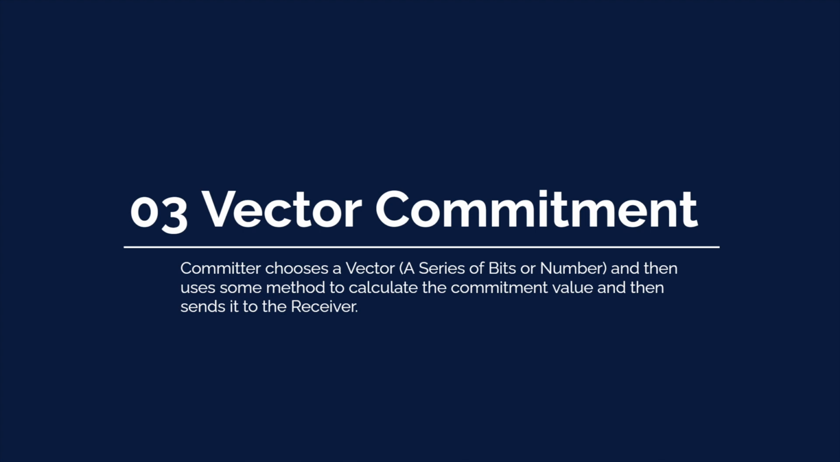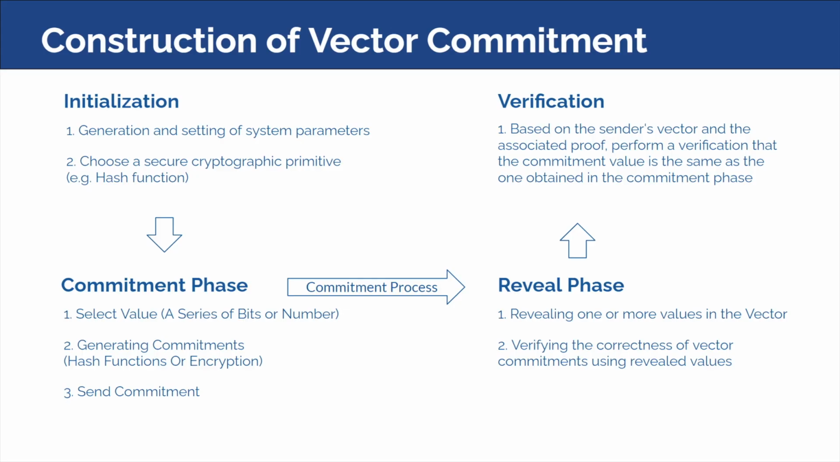Second, let's look at vector commitment. Vector commitment and bit commitment are very similar. The most significant difference is that the value chosen by the committer at the beginning of the commitment changes from single bits into groups of bits or numbers. At the same time, we see the new addition of two phases, initialization and verification. In the initialization phase, some settings and parameters will be defined publicly and the encryption method will also be defined.